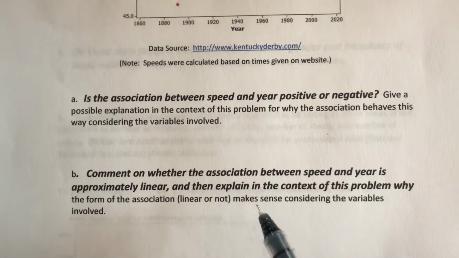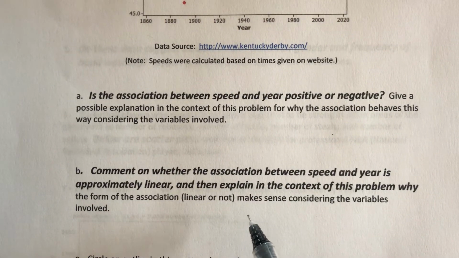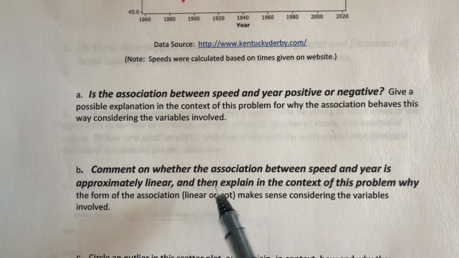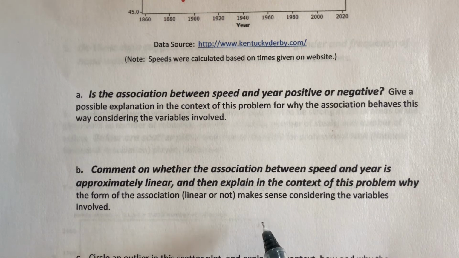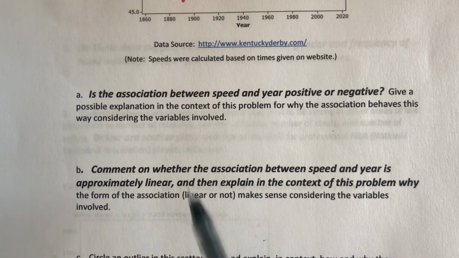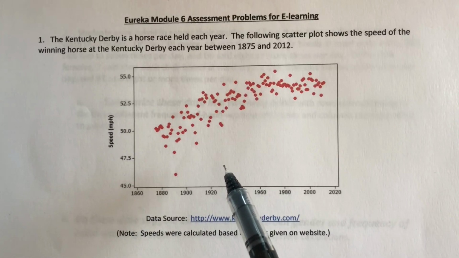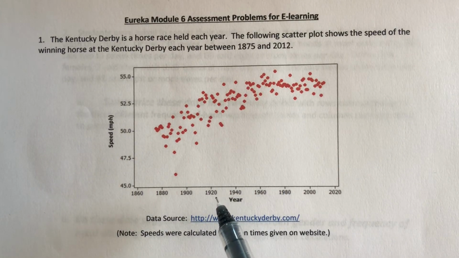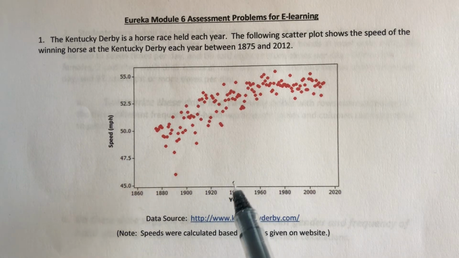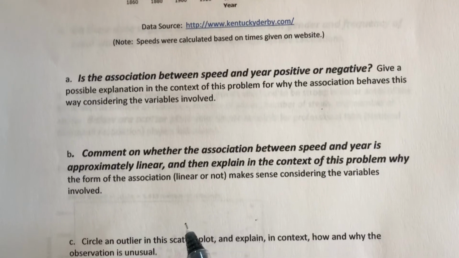Now, when you go down to part B, it says comment on whether the association between speed and year is approximately linear, and then explain in the context of this problem why the form of the association, linear or not, makes sense considering the variables involved. Now look, you only have two choices. You're either going to say it's a linear association, or non-linear. And it doesn't mean linear is good and non-linear is bad, right? It's just that when you're looking at the dots here, you have to decide, does it look like a linear pattern? So you have to remember what the word linear means. Or does it look like a non-linear pattern? That's how you're going to answer part B.